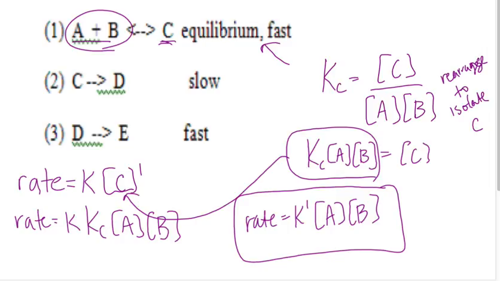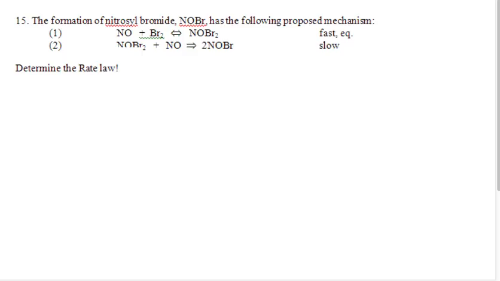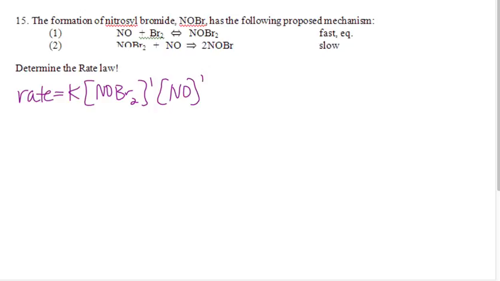Let's do one with real chemicals. This one, number 15. Nitrosyl bromide. We have a mechanism. First thing to do is determine the rate law. Let's figure it out as it's supposed to be. Rate is equal to K times what? NOBr2 to the first times NO to the first. All right. I'd say this was a good rate law, but we have a problem.